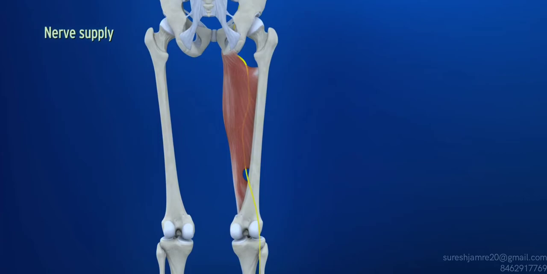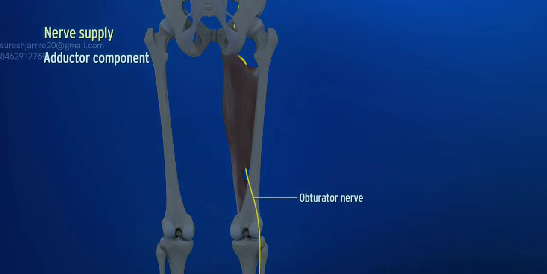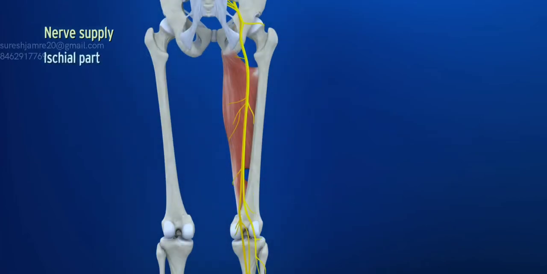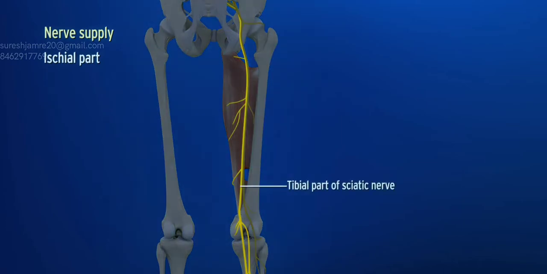Nerve supply: the adductor component of the adductor magnus is supplied by the obturator nerve. The ischial part is supplied by the tibial part of the sciatic nerve.